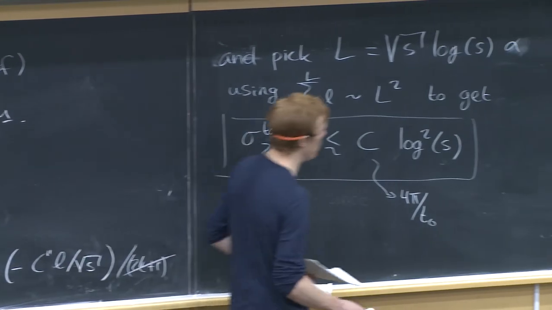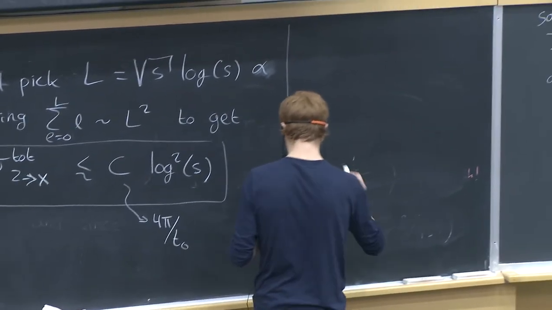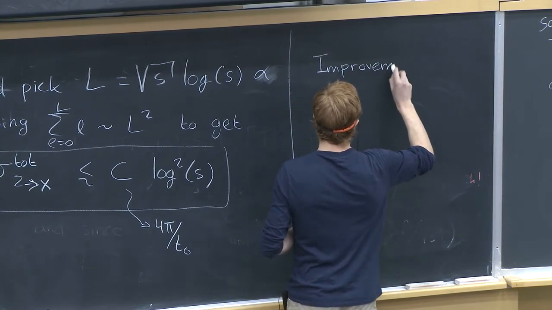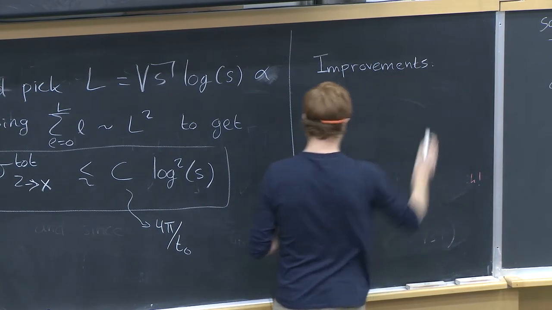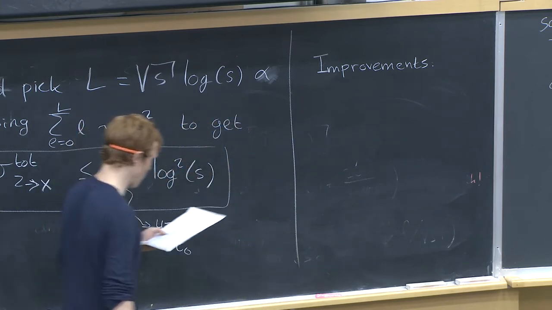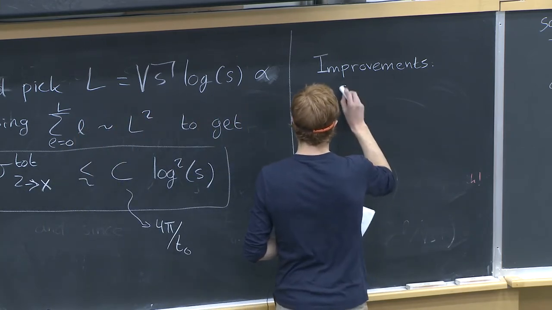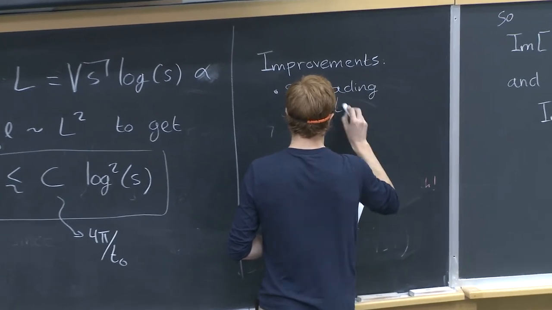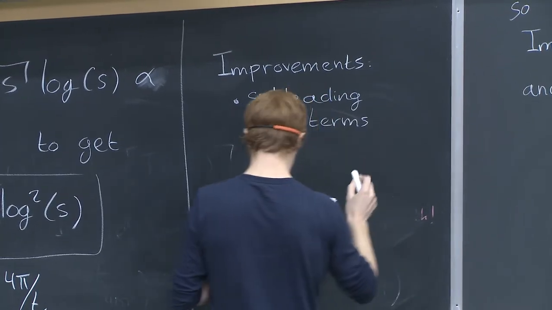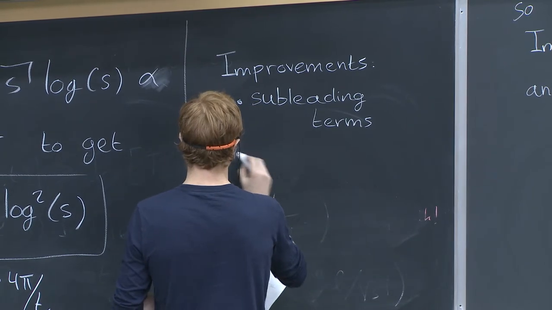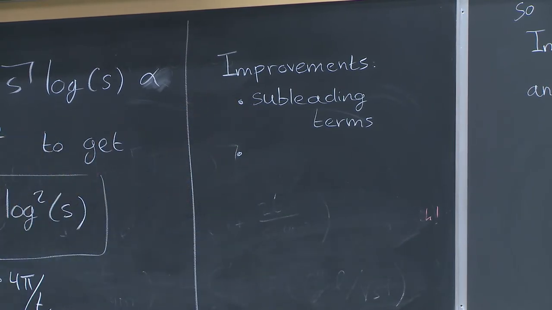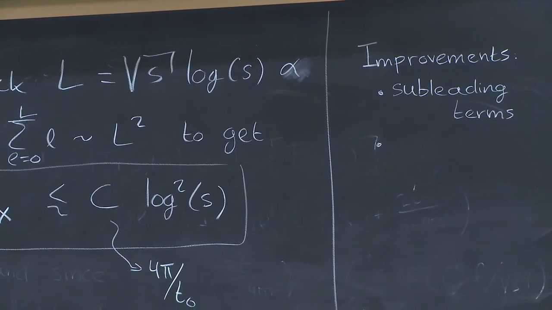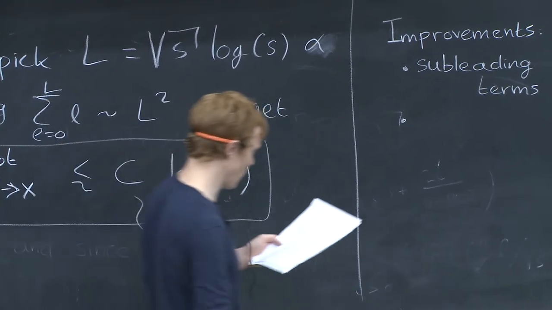So this was a nice result to come out of all this S-matrix bootstrap stuff from the 60s and maybe 70s. People have improved this bound in various ways. There are subleading terms which you can determine. To some extent, for example, this should be log s over s naught, where s naught is some constant. You can say something about this constant.